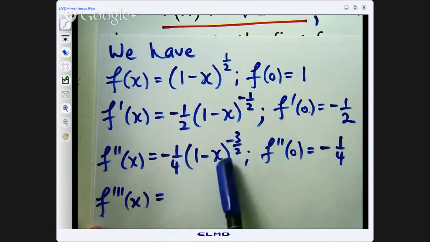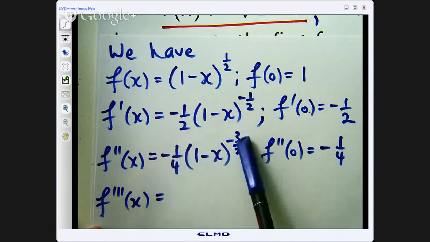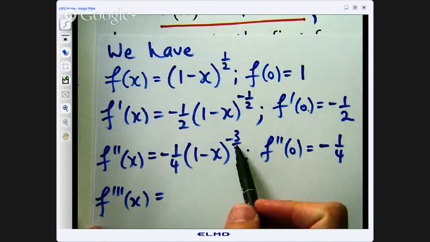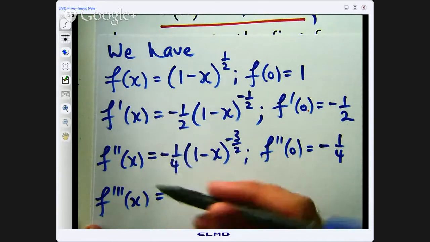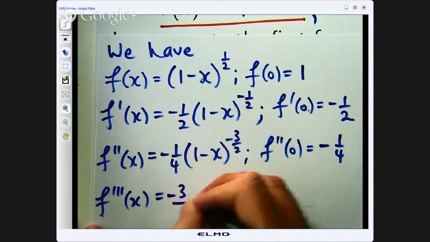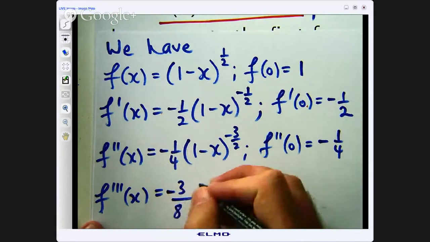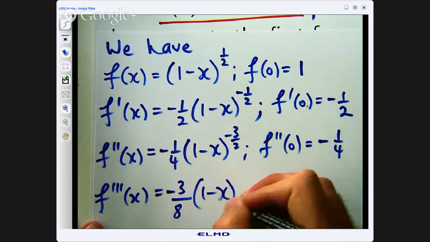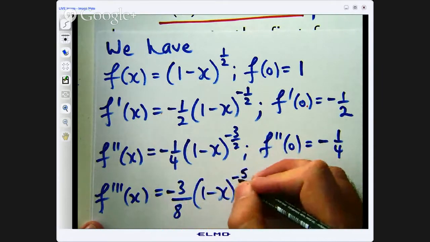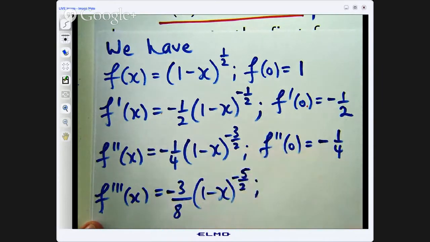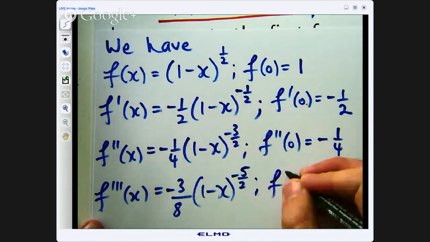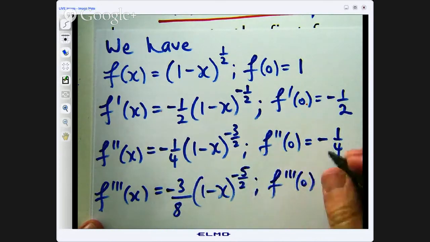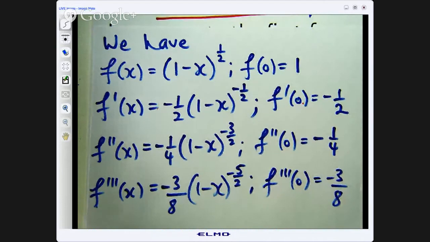Again, power to the front, derivative of what's in the brackets to the front, decrease the power by 1. So I'm going to get -3/2 times -1/4. That'll be +3/8 times -1, -3/8, all to the -5/2. Evaluate that at x equals 0. That's going to be 1, and I get -3/8. Okay.